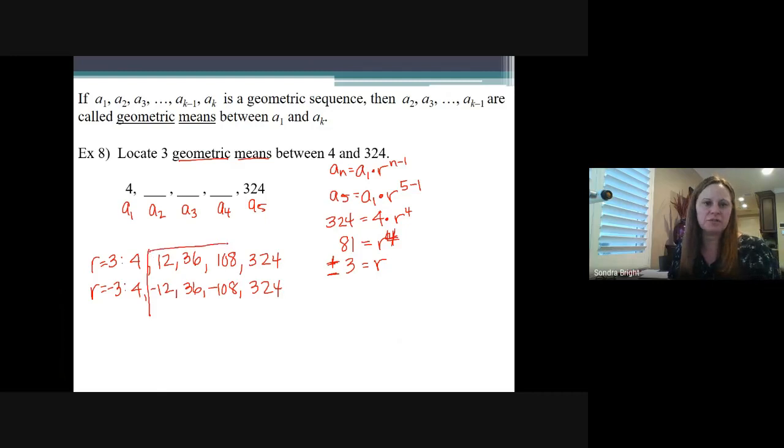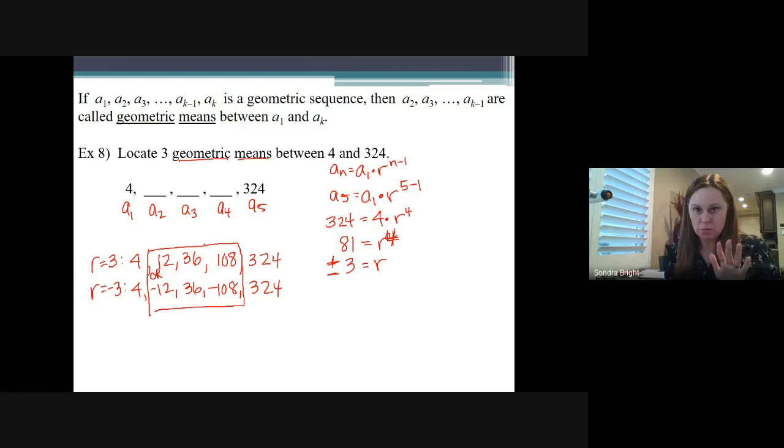You have 2 different answers. So this is an or. Either one of those are the geometric, well, they're both geometric means. Okay, so that's how I do it, because I don't like memorizing, but I'm going to show you the streamlined way.